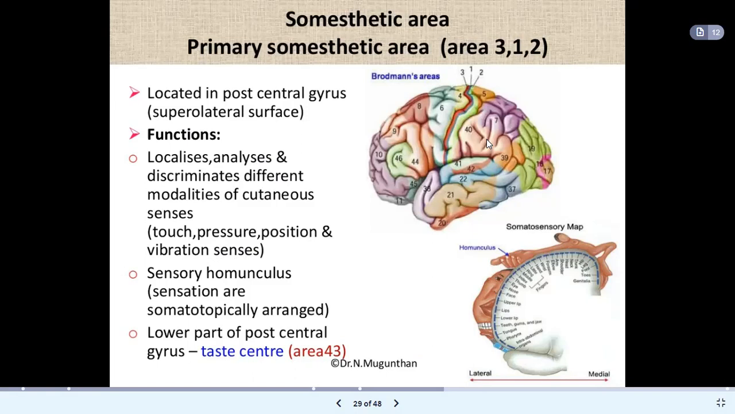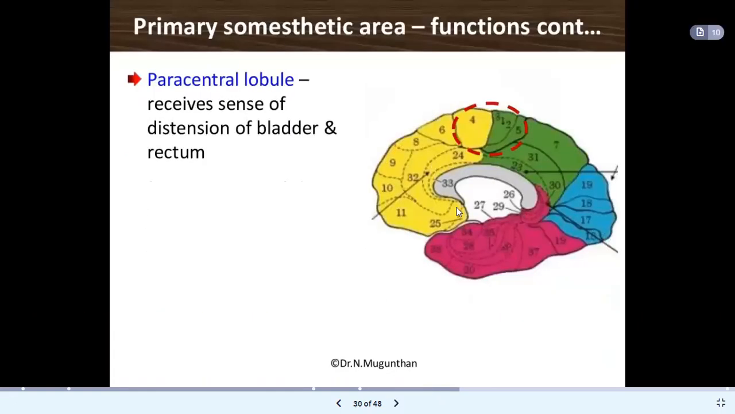In the lower part of the post-central gyrus, you can see here the number 43, which is actually the taste area. Then on the medial surface of the brain, if you remember me telling you, this is the paracentral lobule. Here also we find area number 4, the motor area, and areas 3, 1, 2, the primary somesthetic area, right? This paracentral lobule receives the sense of distension of the urinary bladder and rectum.